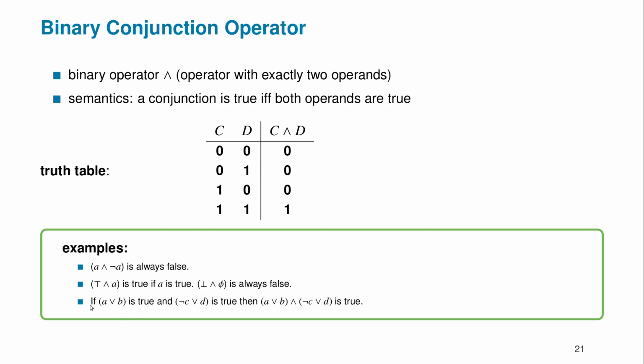And if we have a formula A or B, which is assumed to be true, and if a formula not C or D is true under some assignment, then also the conjunction of A or B and not C or D is true under this respective assignment. So the conjunction of two formulas that evaluate to true under some assignment gives again a true formula.